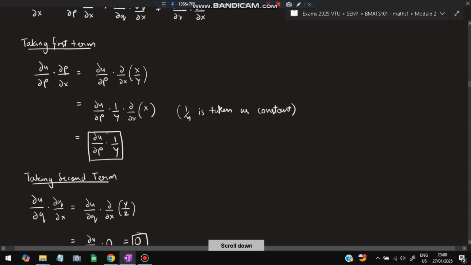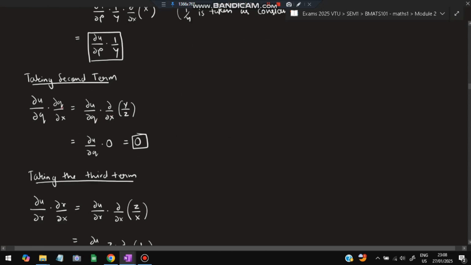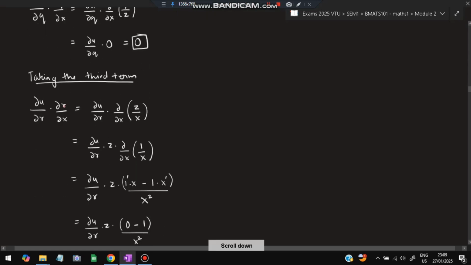Second term: q's value we substitute here, y by z. Both are constants because we are differentiating with respect to x. y and z both are constant, so its derivative will become 0, so the whole answer will also become 0. The third term was del r by del x. r was z by x. x is not a constant, and z is a constant.